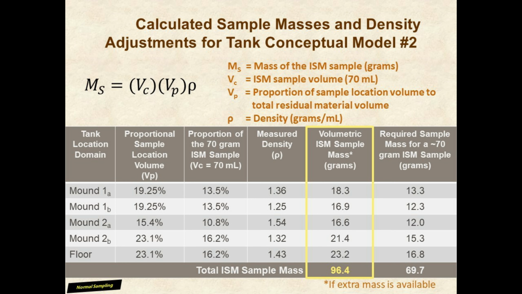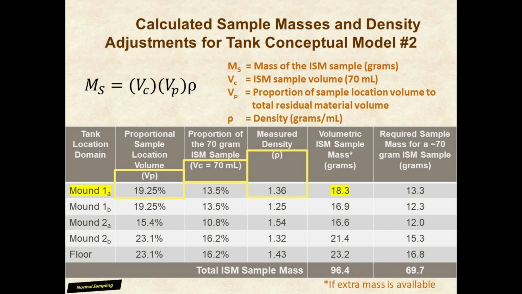As such, SRNL can choose to use increment sample masses that produce an ISM sample larger than 70 grams. At their discretion, they can also choose to adjust the increment masses to construct a sample closer to 70 grams. There is no issue in creating an ISM sample with a mass greater than 70 grams as long as the sample maintains the necessary proportions.